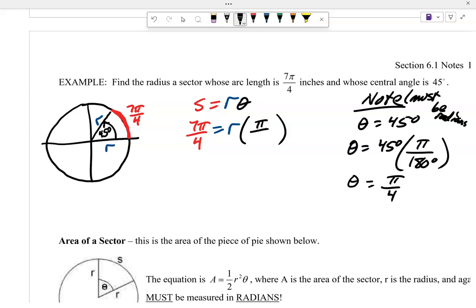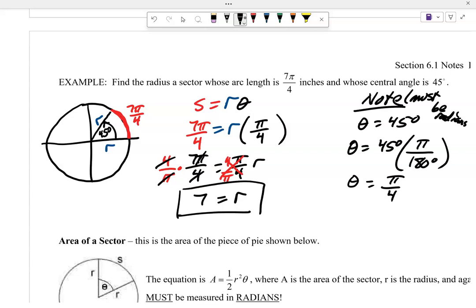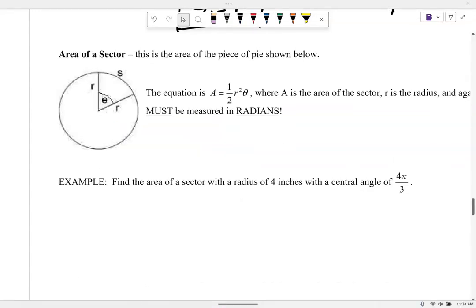So now I can plug it in. Don't plug in 45 degrees or you'll get this dang thing wrong. So I have 7 pi fourths equals pi fourths times r, multiplied by the reciprocal, 4 over pi. And it looks like my r ends up being, notice the 4's cancel, the pi's cancel. My r is 7 inches, by the way. Inches. That's the radius. Okay. I think it's worth developing this, you guys, so you kind of know where this comes from.